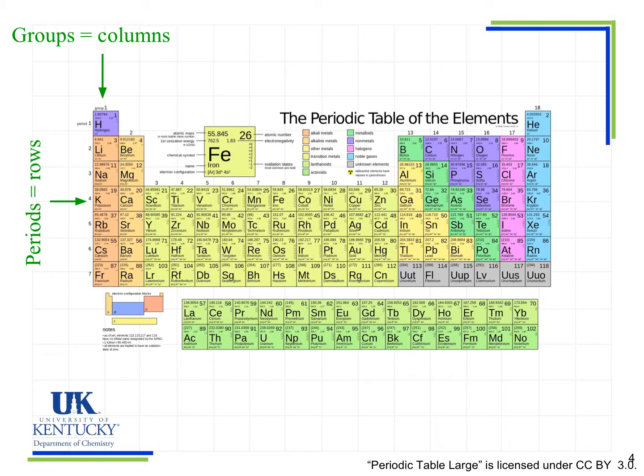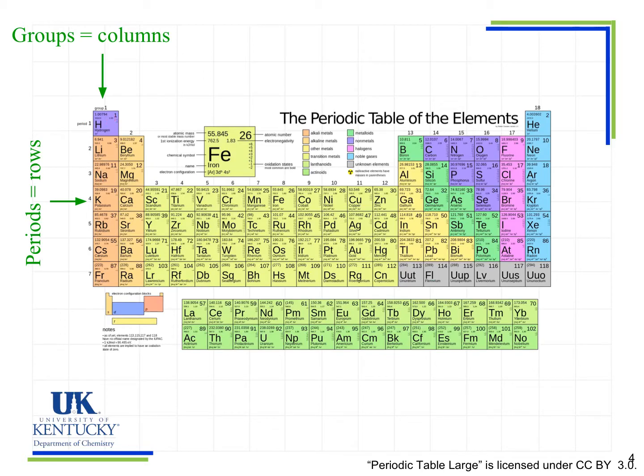So the first thing we look at is the way the periodic table is laid out. The columns in the periodic table are referred to as groups, and the rows are referred to as periods. So we say the first row is the first period. So we'd say this is a second period elements, third, fourth, and so on. The groups is where we see the similar chemistry.